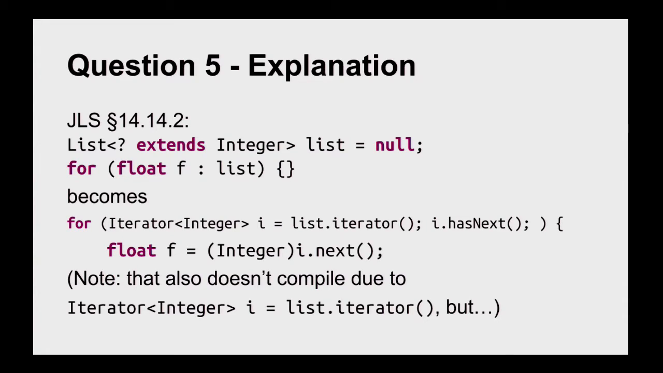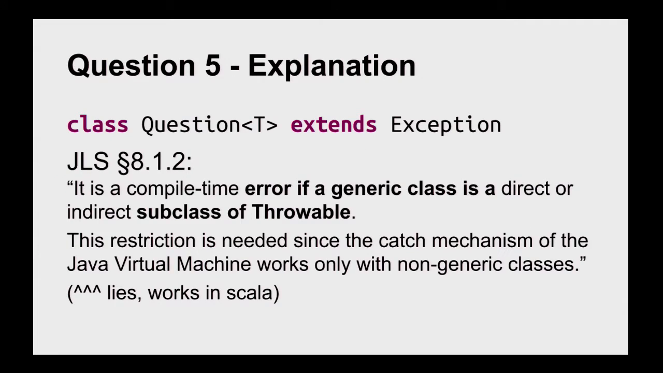So all generics are invariant, but that's actually okay because you're only reading from it. Even though it doesn't compile strictly, the code is basically fine. The reason it doesn't compile is the very first line, the question T extends Integer. The JLS says that it is an error to have a generic class that extends any subclass of Throwable. And they go on to say that the restriction is needed since the catch mechanism of the JVM works only with non-generic classes.